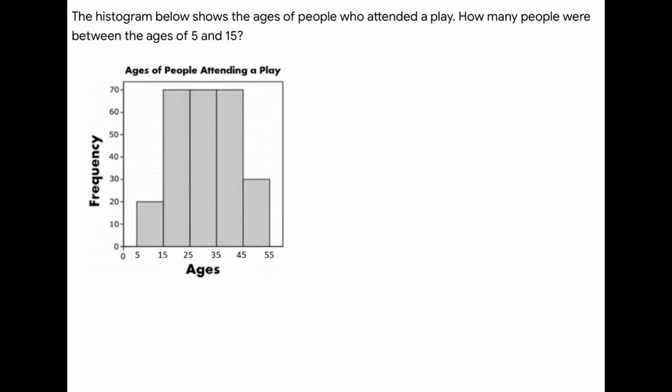The histogram below shows the ages of people who attended a play. This is the same histogram as the problem before. How many people, so we're looking at how many people, that's our frequency, were between the ages of 5 and 15. You need to write the number of the frequency of 5 to 15.